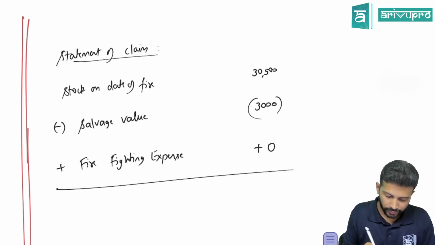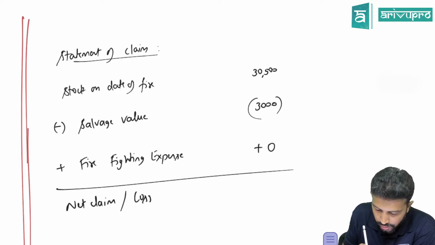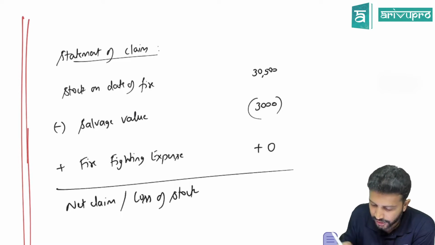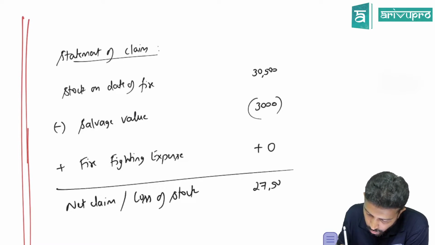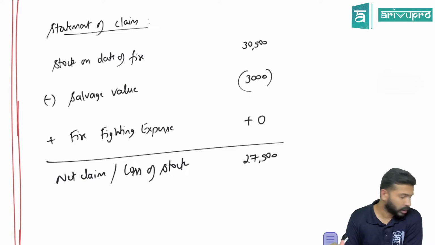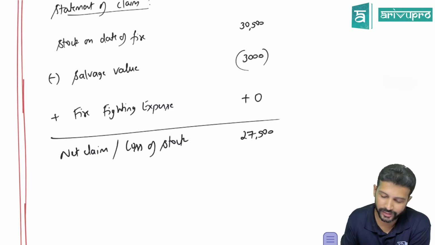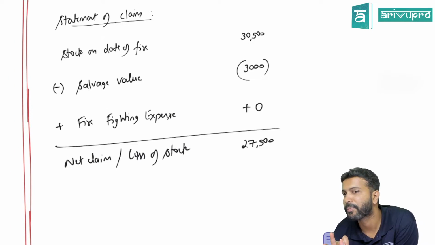Okay. All right. So you can call this either net claim or loss of stock. Both are okay. So how much is this? Can you tell me? 27,000. This much money you will be able to claim from the insurance company. This is part. Hang on. Till here you're okay. All right.